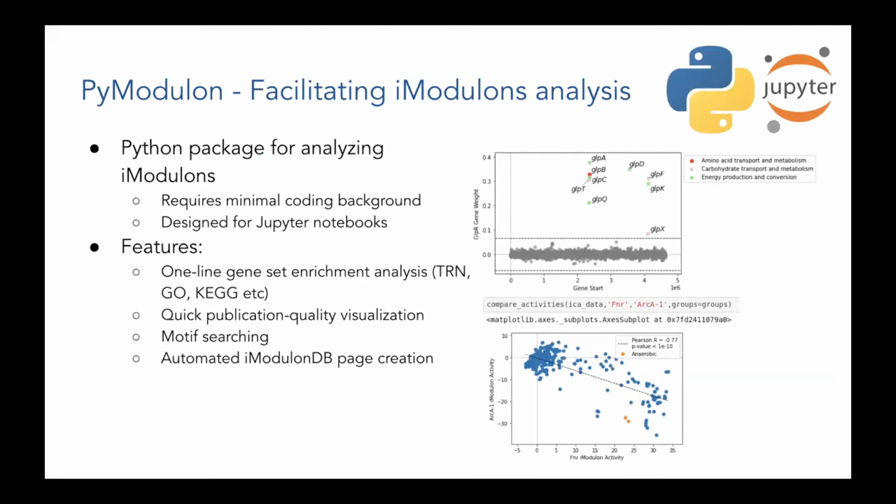So in order to facilitate this characterization of iModulons, we built PiModulon, which is a Python package for analyzing iModulons. It was designed for a minimal coding background. If you're able to pick up a Jupyter notebook and run it, then you should be able to use the PiModulon functions. Its features are one-line gene set enrichment analysis, for example, TRN enrichments, gene ontology, or KEGG pathways, very quick publication quality visualizations, motif searching, and automated page creation for iModulonDB.